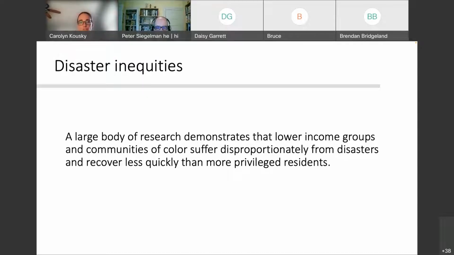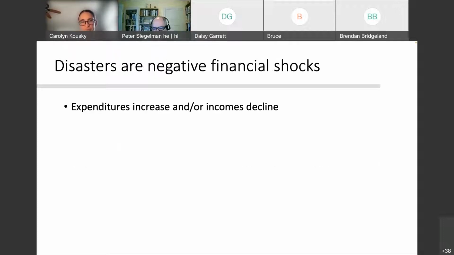But a lot of what we see driving these inequities has to do with inequities in funding for recovery and access to financial resources in the recovery process. So that's what I want to focus on today. And I really have been looking at disasters through this lens of them being negative financial shocks for households. There are times when expenditures really go up. So property damage from a big disaster event can be thousands to hundreds of thousands of dollars of damage.